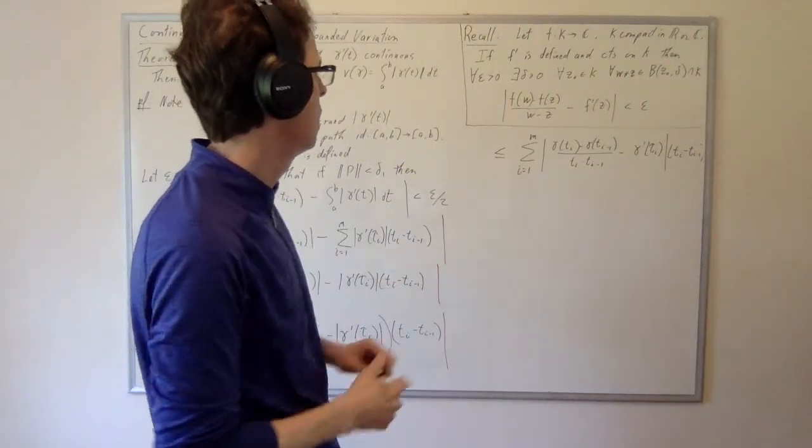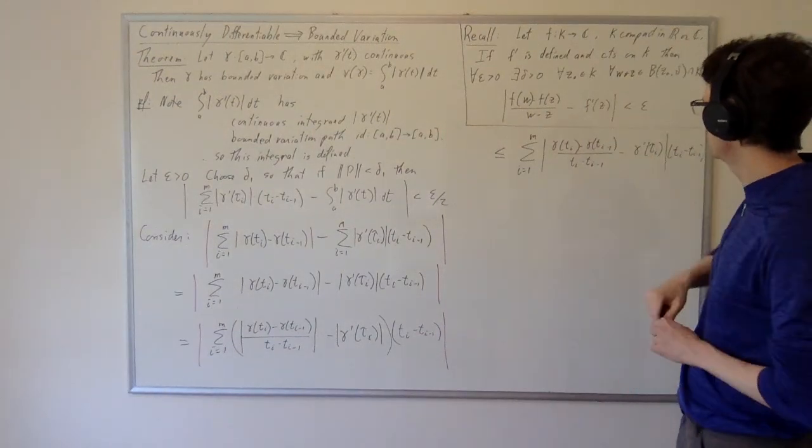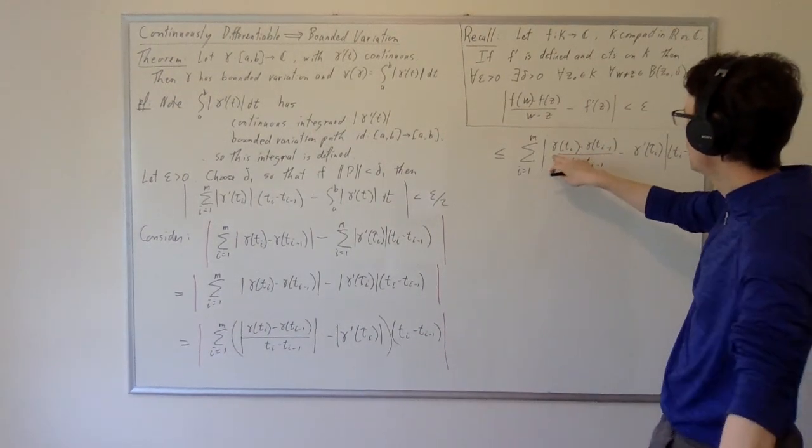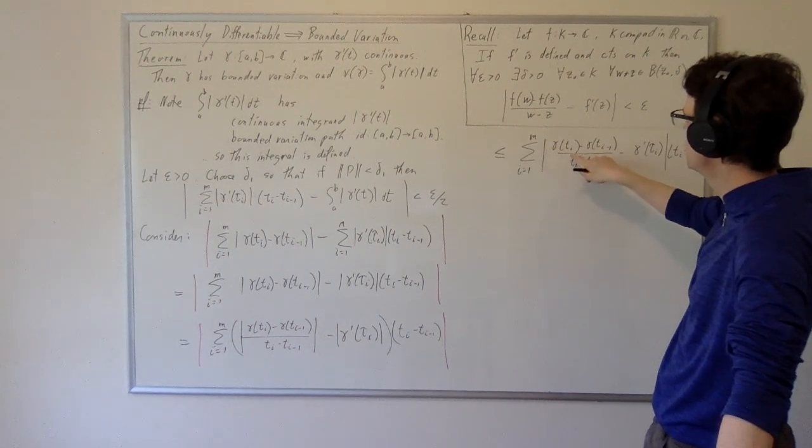Okay, so now what? Now this is starting to look very much like this, right? We've got a function, gamma, evaluated at two points. We know that those points are pretty close to each other, right?